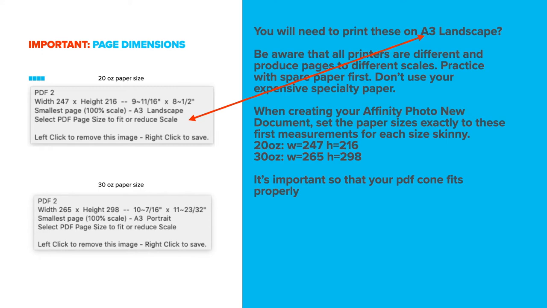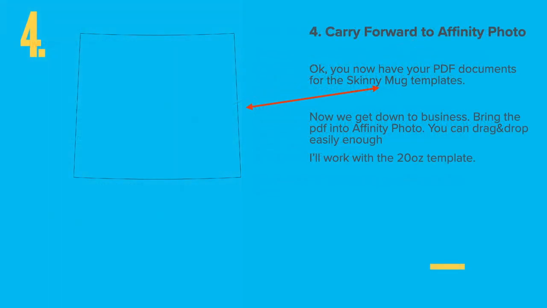It's important because your PDF cone fits properly. So you set your paper size for the 20 ounce and the 30 ounce to two different sizes. So when you're creating your Affinity Photo new document, set the paper size. In other words, you'll be creating a custom document, and I'll show you how to do that. You have your PDF document saved to your computer.